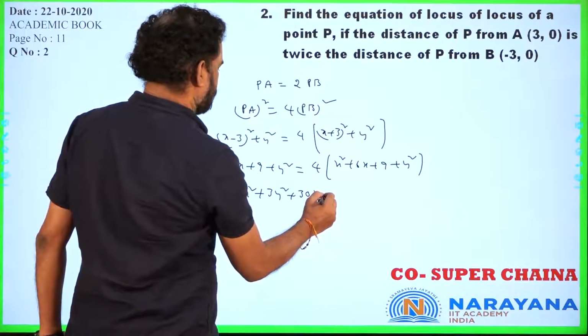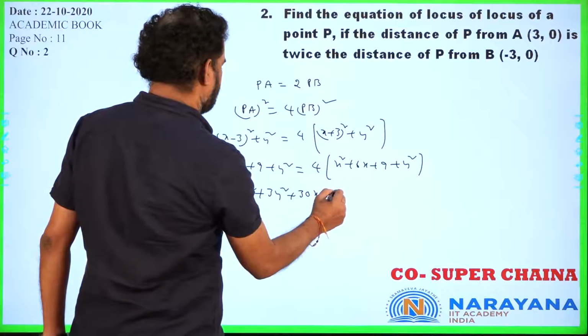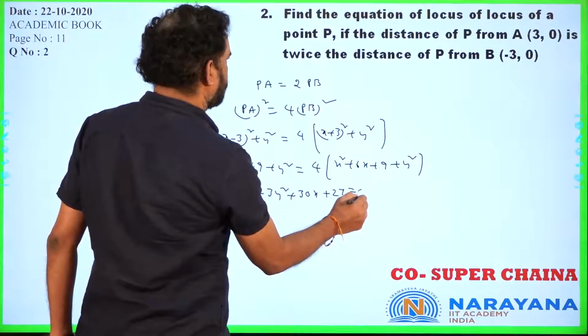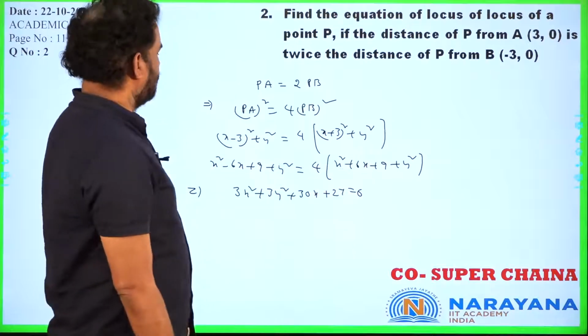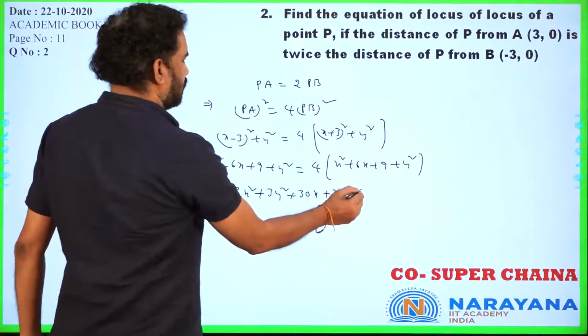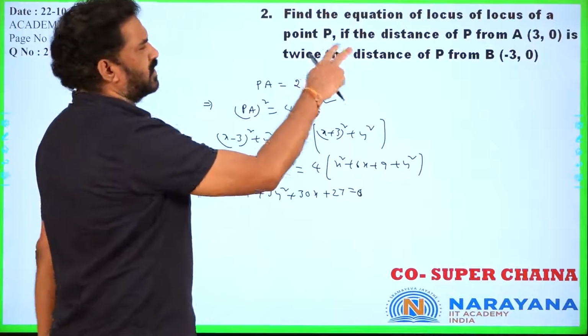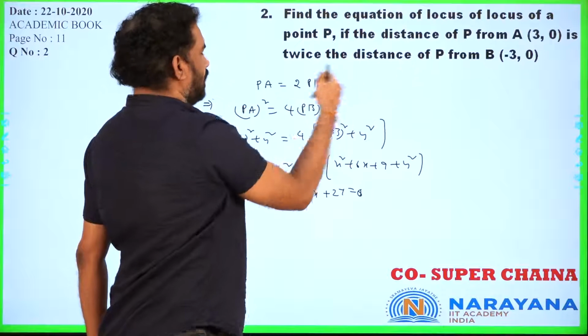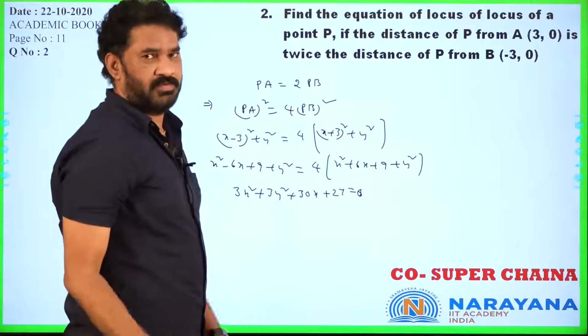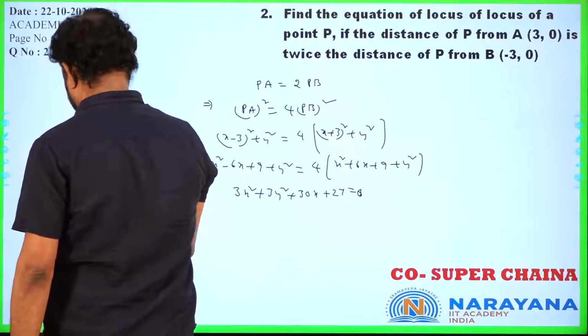36 minus 27 plus 27 equals 0 like this. Okay? 4 9 is 36. Yes, right. Okay, equal to 0. Very simple question. The distance from the point, that is PA, is twice the distance to the point B, that is to be simplified. Okay, right.